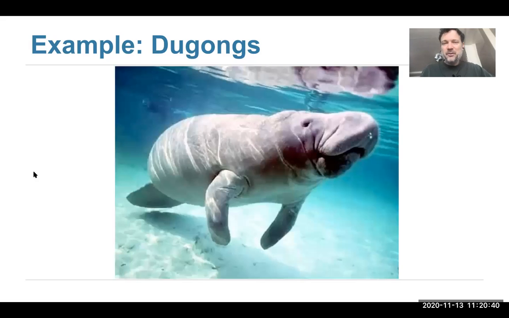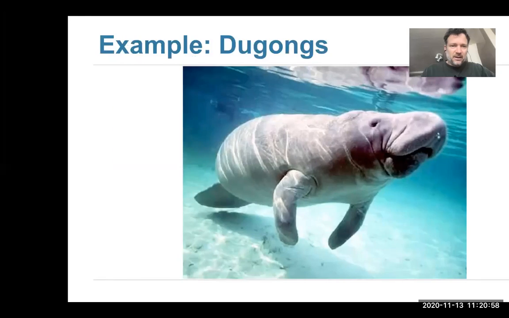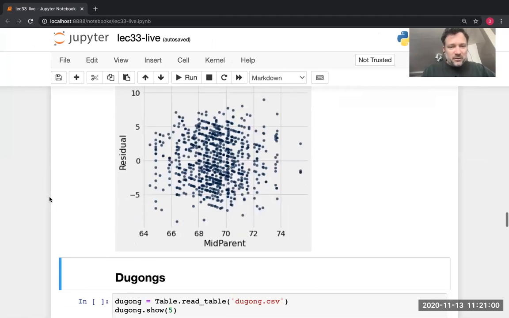So I want to go through an example working with the data set that scientists interested in the conservation of dugongs collected. I don't know if I'm saying that right, but basically it's like a manatee that lives in coastal waters in the Pacific area. They were collecting data on the growth of these, and they had a data set in their paper, and we're going to use their data set.